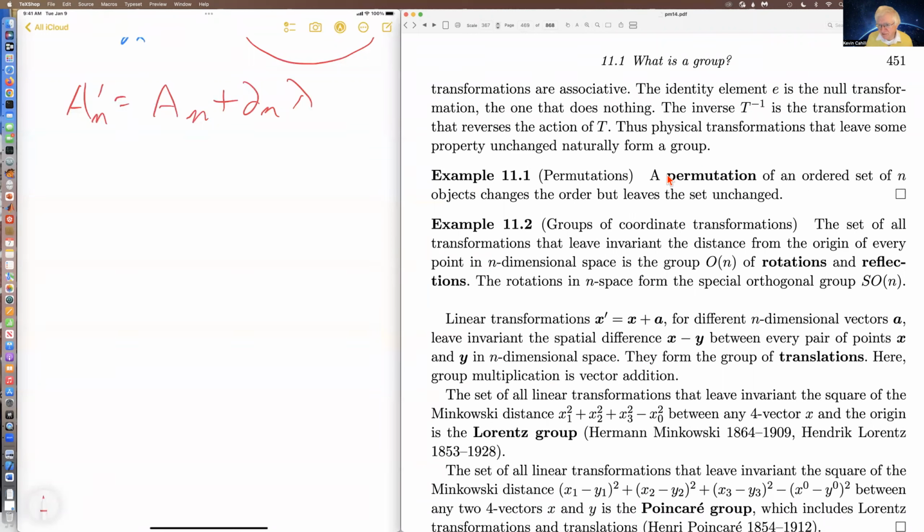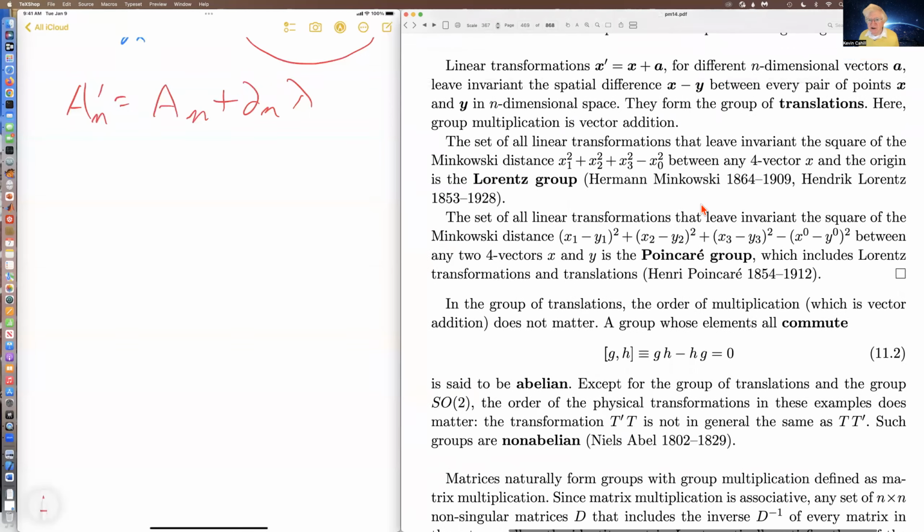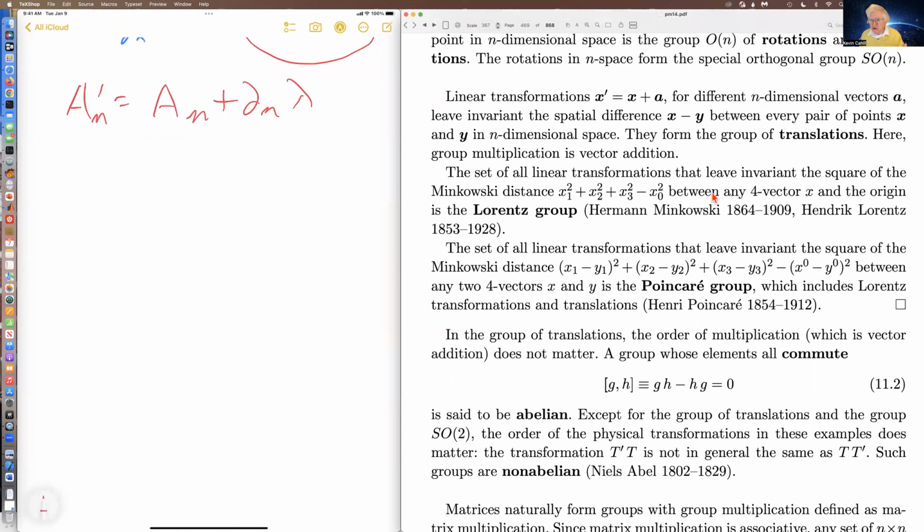One kind of transformation is if you just change the order of a finite set of objects. In other words, you have an ordered set of objects, and then you change the order. That's called a permutation. And then in physics, we're very interested in groups of coordinate transformations. And then there are the linear transformations, just a translation is what this is called. And you just displace every point by a given 3-vector.